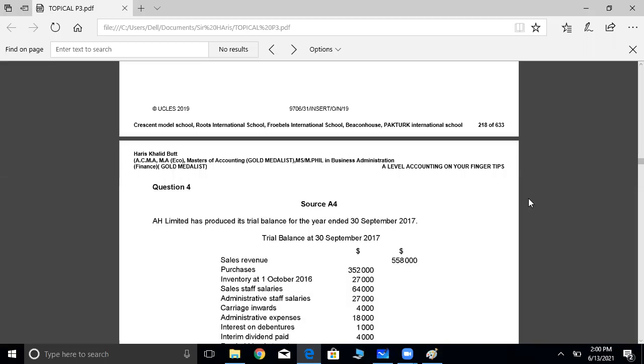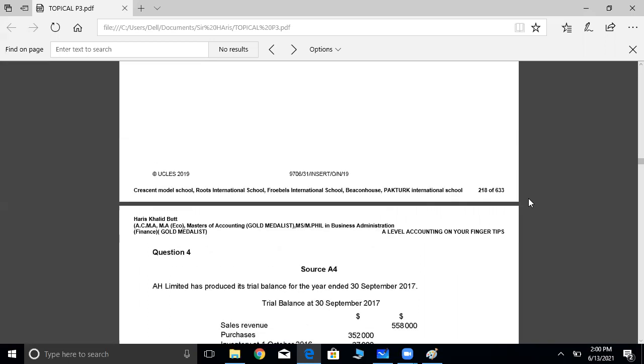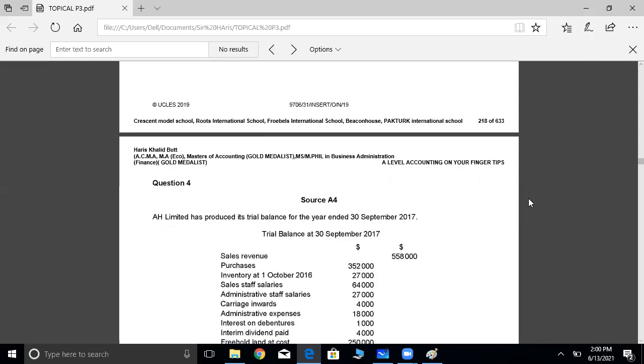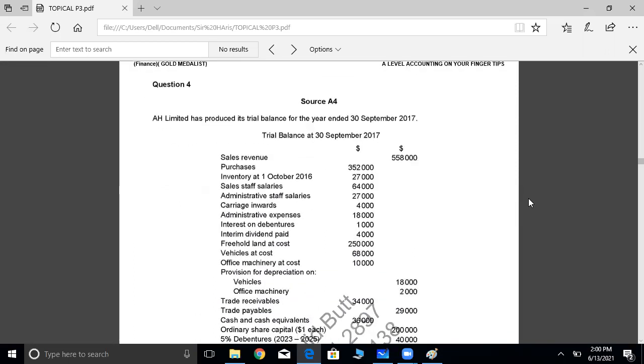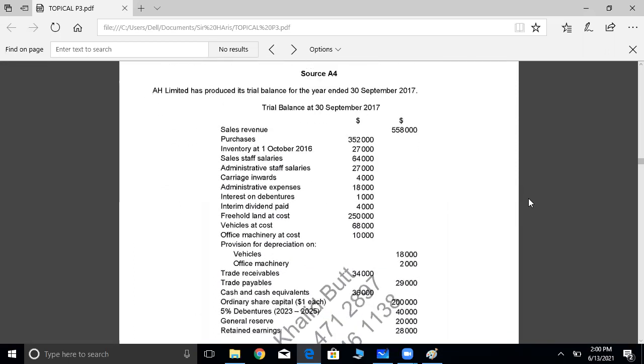As we know, we are going to start our A2 program, or A2 chapters. The first chapter which we are doing is company accounts. In the last lecture, we discussed what company accounts are and how company accounts are going to be recorded. There are three types of statements which we prepare in company accounts. The first one is the income statement.